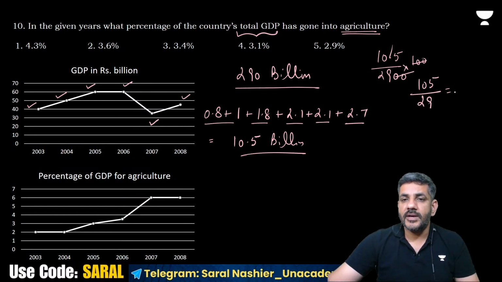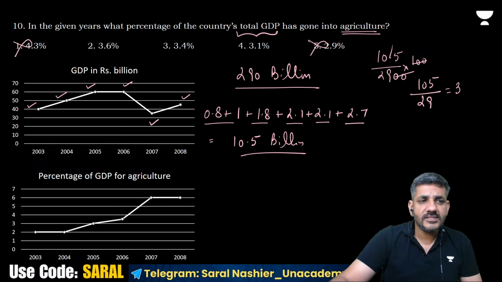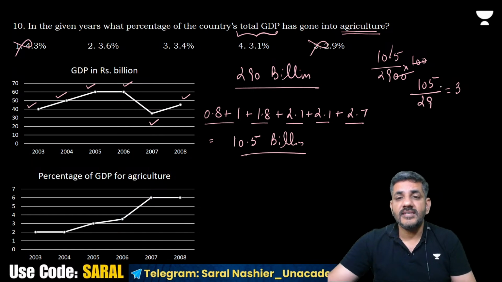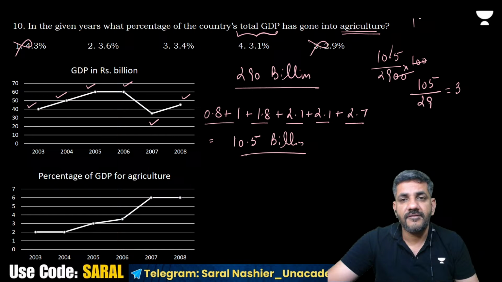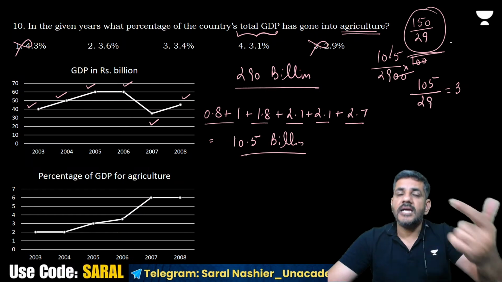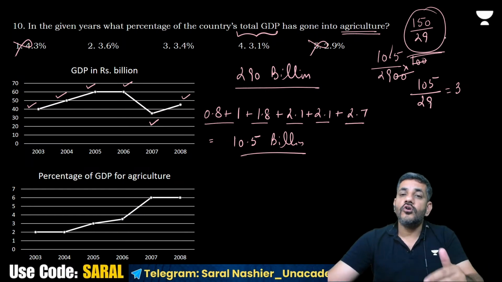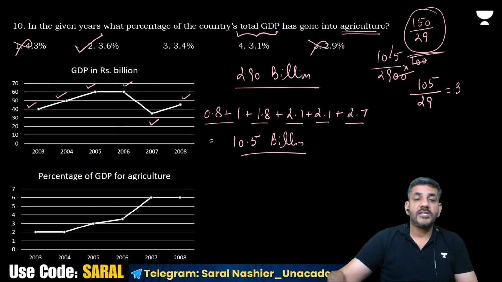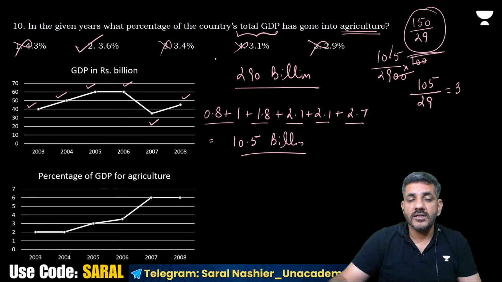Now 105 by 29, 29 threes are 87. So my answer is 3 point something. This cannot be the answer because it is 3 point something. Now 29 threes are 87. After that I am left with 105 minus 87, that is 15. Now 150 divided by 29, I am surely saying it is greater than 5 times 29. So it is more than 3.5. More than 3.5 is 3.6 because 3.4 and 3.1 were smaller than 3.5.